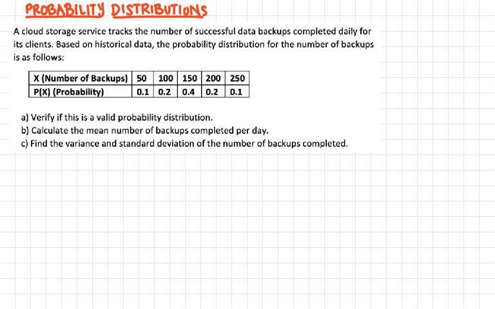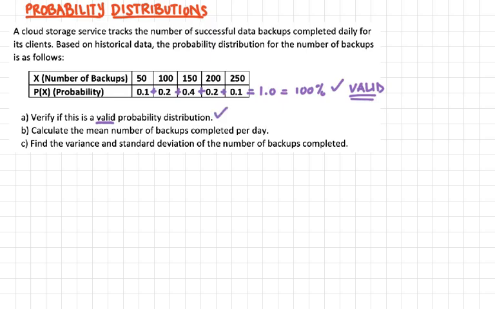First thing it asks us is to verify that it's valid. Now, to verify that a probability distribution is valid, all you must do is add up the different probabilities and make sure that they add up to 1 or 100%. So when you add those all up, yes, in fact, they do add up to 1.0, which is 100%, which means yes, it is valid. It is a valid probability distribution.